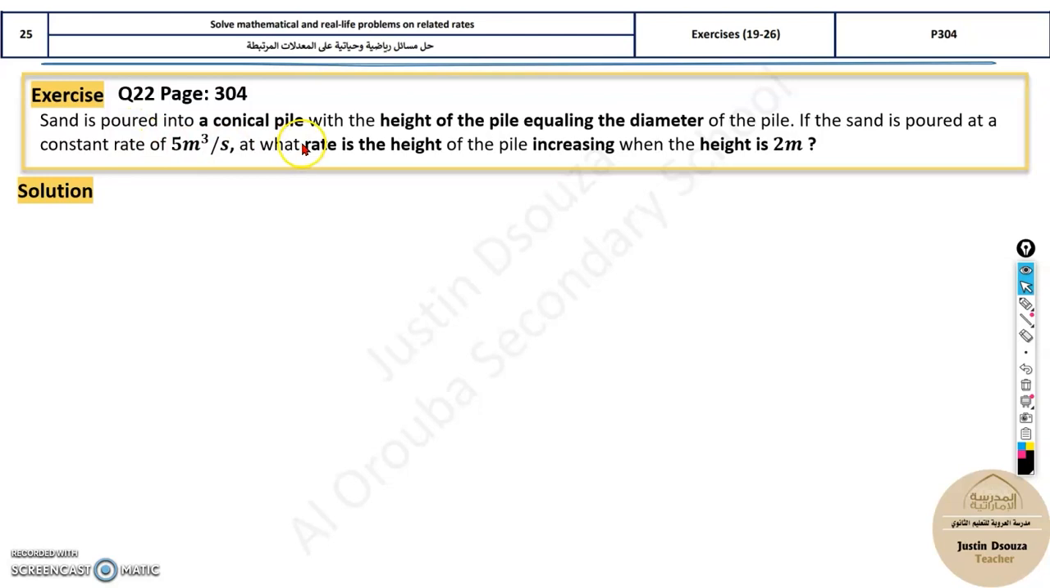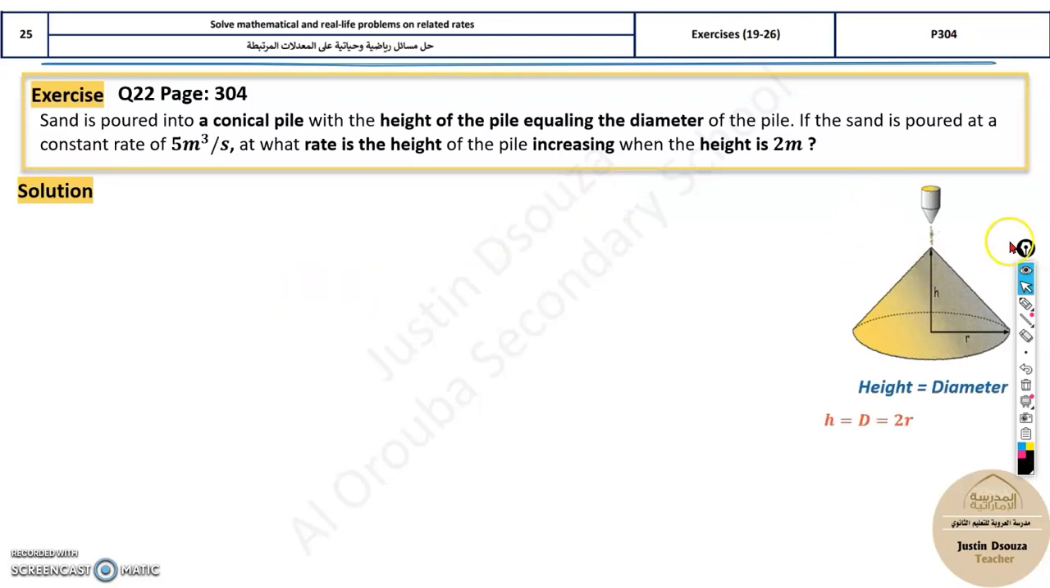Sand is poured into a conical pile with the height of the pile equaling the diameter of the pile. If the sand is poured at a constant rate of 5 meter cube per second, at what rate is the height of the pile increasing when the height is 2 meter?